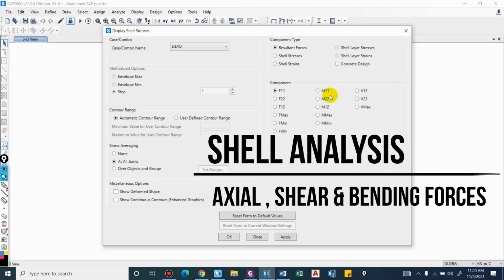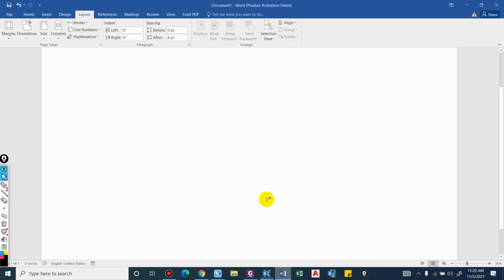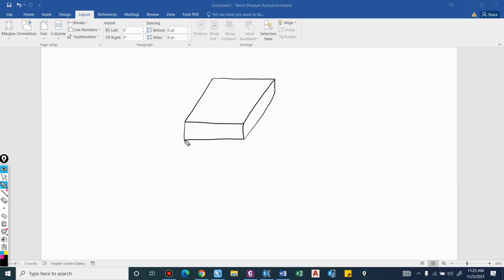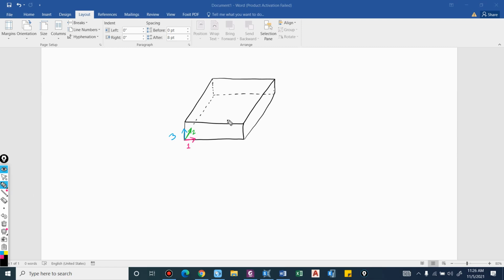So as you can see, M11, M22, V13 and V23, similarly F11, F22 and these terms, we'll try to understand it through the figure. So let us draw a cell element. Basically your cell element is a 3 to 4 noded element having 6 faces and a certain depth. Now talking about the forces, firstly we'll talk about shear force, axial force.